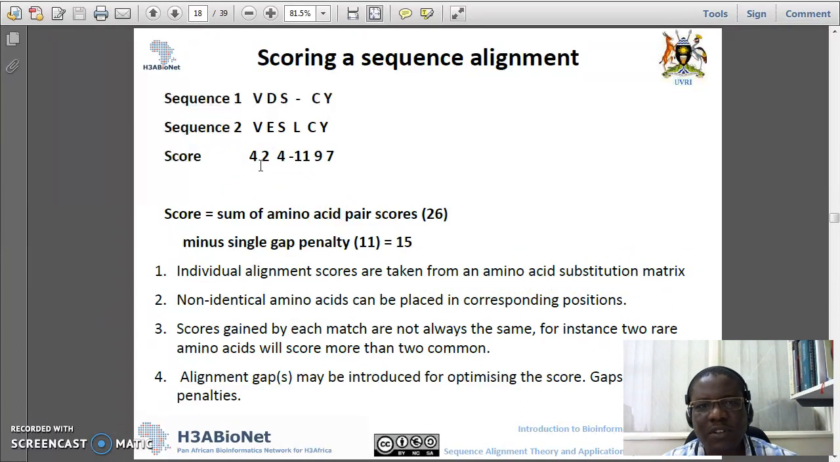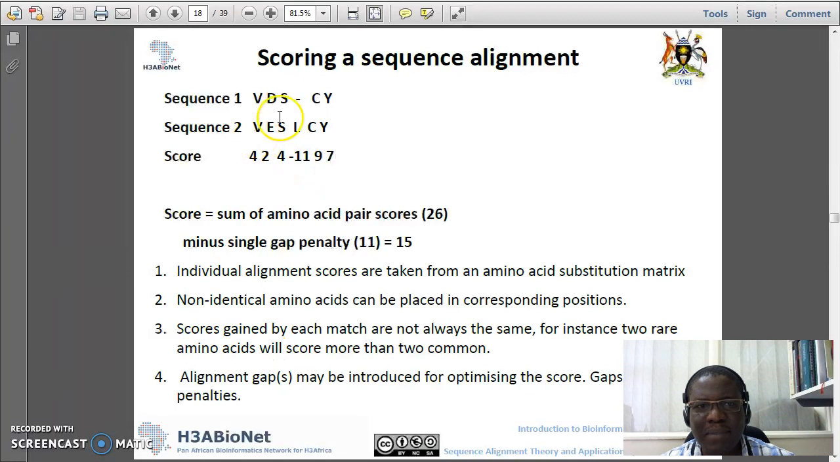There you have tables of compilation that have these various scores for aligning, say, a valine with a valine or a cysteine with a cysteine, and then those scores are added up, and the algorithm is able to calculate the total score for your alignment. It's important to note a few things with alignment. One is that non-identical amino acids can be placed in corresponding positions, but as you can see here, they result in slightly lower scores than if it was an exact match.